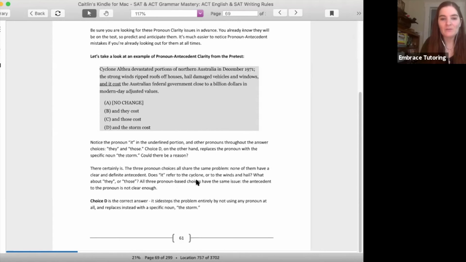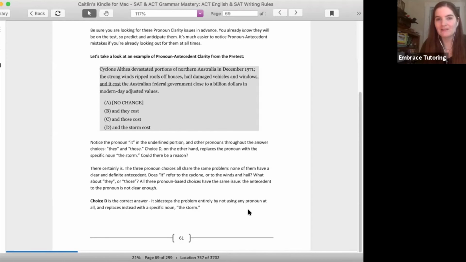We don't know if "it" refers to the cyclone or to the winds and the hail. For "they" and "those," all three pronoun choices have the same issue. The antecedent to the pronoun is not clear enough. So that means the answer choice we're really looking for is the one that makes the most sense in this context. Therefore, D has to be the correct answer because it sidesteps the problem entirely with pronoun antecedent clarity by not using any pronoun at all and replacing it instead with a specific noun, storm.